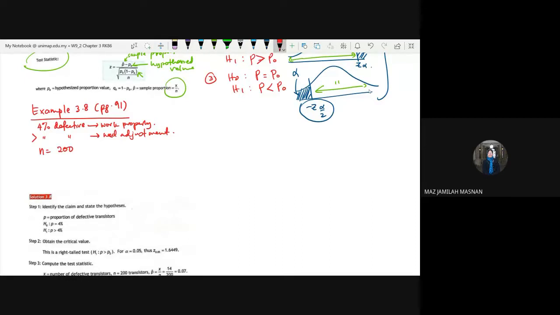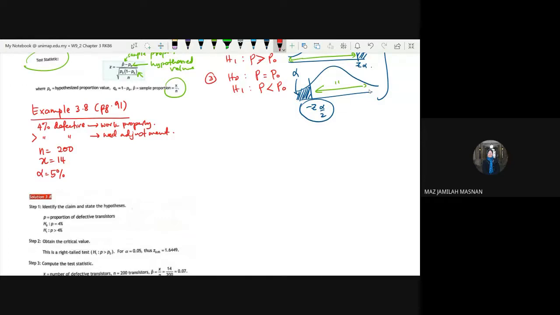They inspect the transistors, good or defective, to check whether the machine is working properly. It is found that 14 from 200 transistors are defective, so your x equals 14. Take the test at a 5% significance level, so alpha is 5%. Now, whether or not the machine needs adjustment.